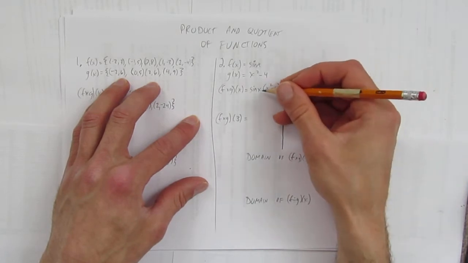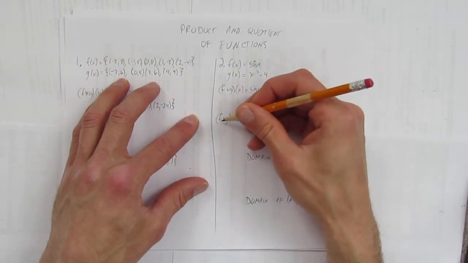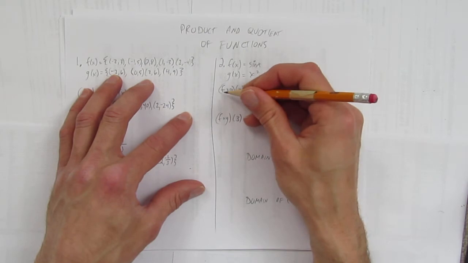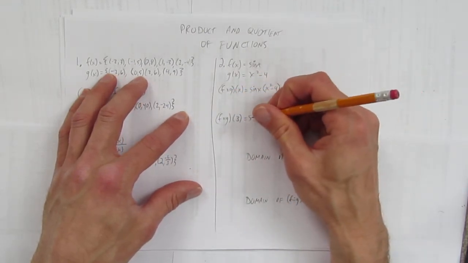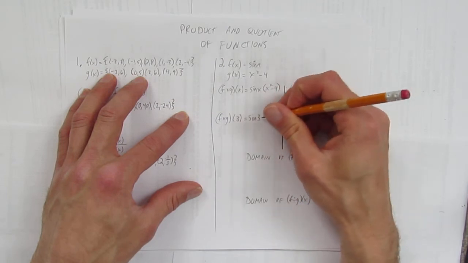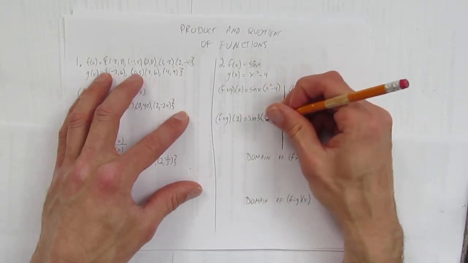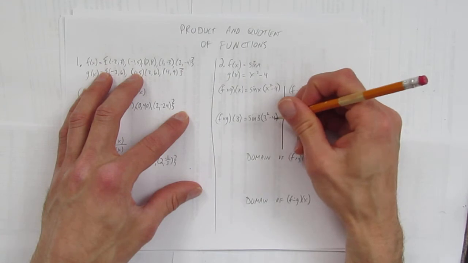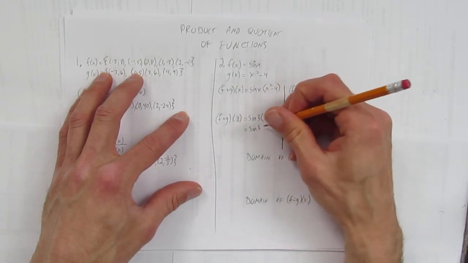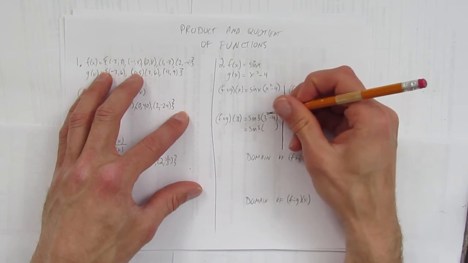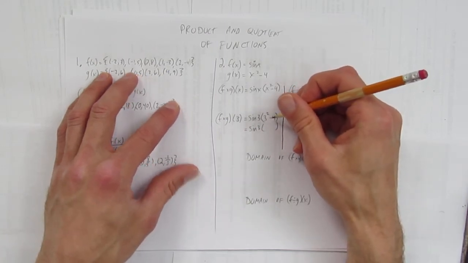I would just sub in, now that we have the function, what's f times g at x at 3? We just take our multiplied function, f times g at x, and sub in 3. We get the sine of 3 times 3 squared minus 4, which equals, and I'll leave sine 3 for a moment, and just simplify in the brackets here. 3 squared is 9, minus 4 is 5.